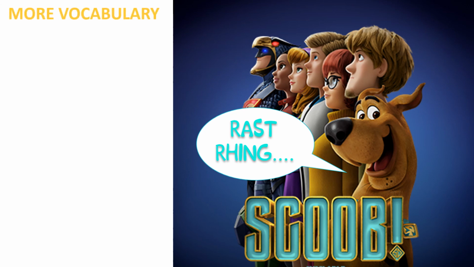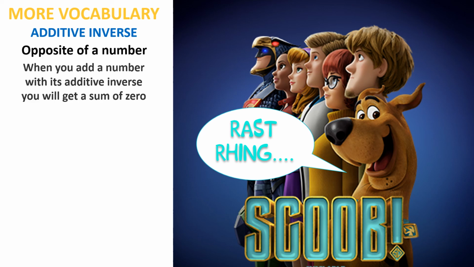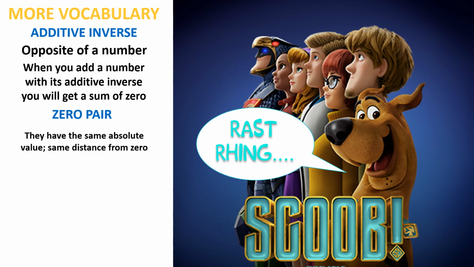All right, Scoob promises this is our last ring. More vocabulary. Additive inverse. This is a very fancy way to just say the opposite of a number. When you add a number with its additive inverse, you're just going to get 0. So you have a sum of 0. Because of that, they also call it a zero pair. So additive inverse and zero pair, those are the same thing. They have the same absolute value, meaning that they are the same distance from 0.